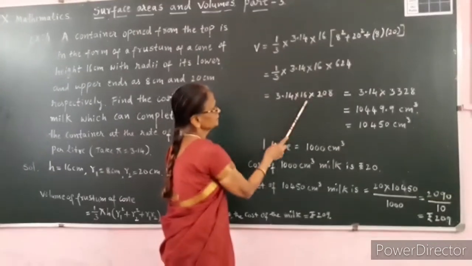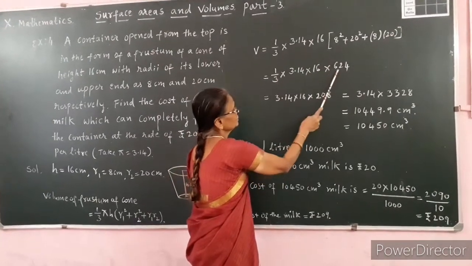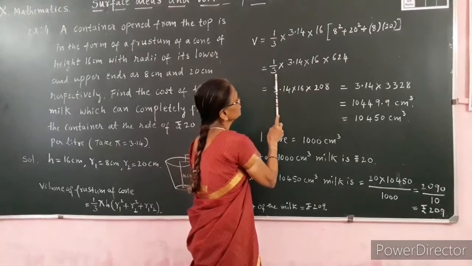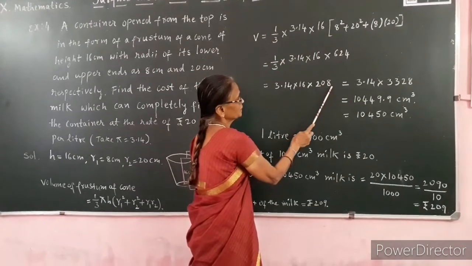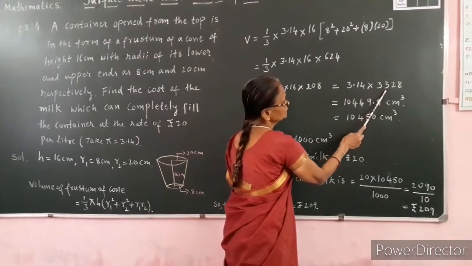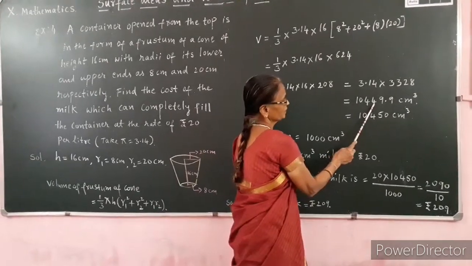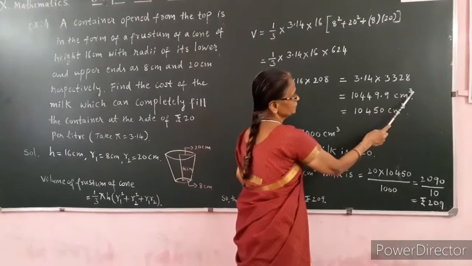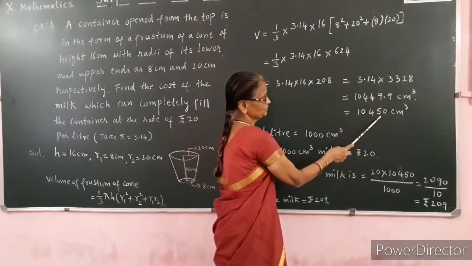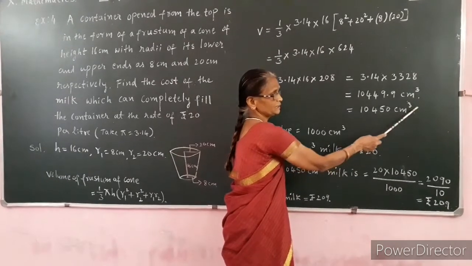Further, 3.14 into 16 into 3: 3 2s are 6, 0. We can't divide 2 by 3, so we have to add 0. 3 8s are 24, it becomes 208. On the product of that 3.14 into 3328, it is 10,449.9 centimeter cube. We have to round it off, 49 to 50. Now it becomes 10,450 centimeter cube.